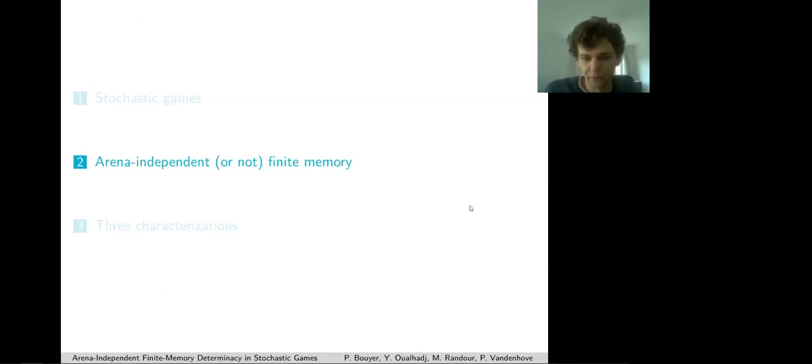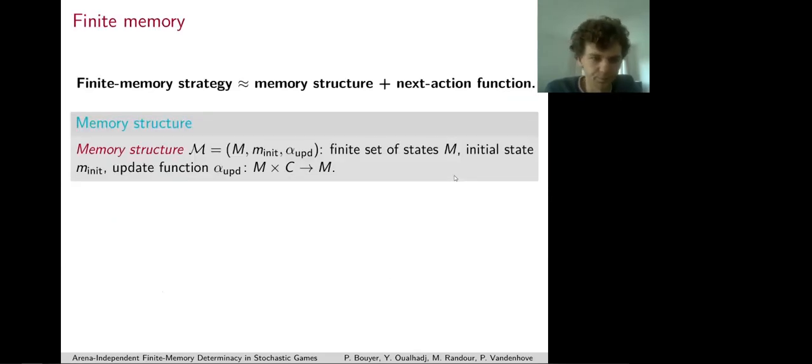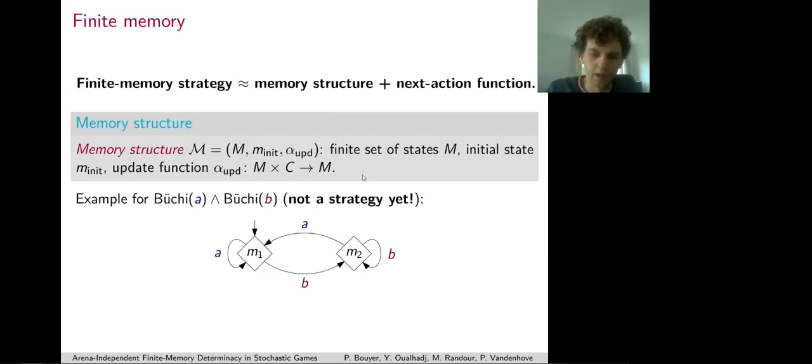So I will now formalize what a finite memory is, and I will explain the exact setting in which we are able to obtain a result, which is the arena-independent setting. We can compose a finite memory strategy of two things, a memory structure and a next action function. A memory structure is roughly an automaton with no final states. So even a deterministic automaton, it has a finite set of states, one initial state, and an update function that updates the memory when a color is seen, a deterministic update function. Here is one example.